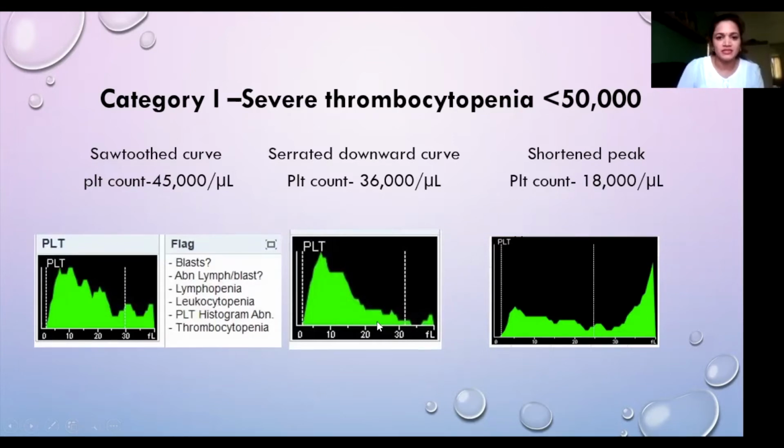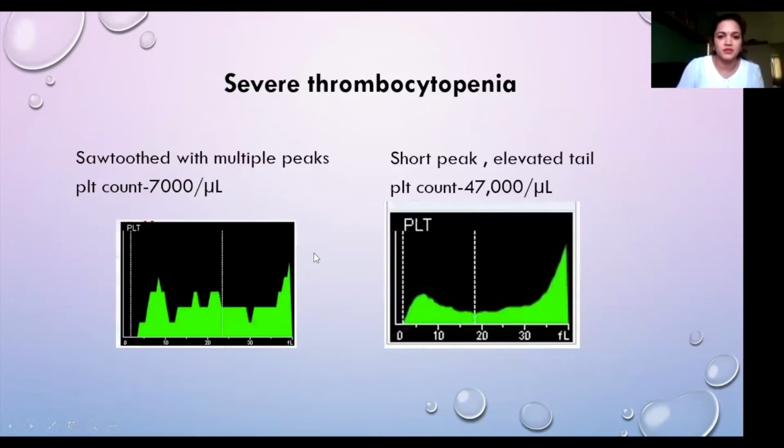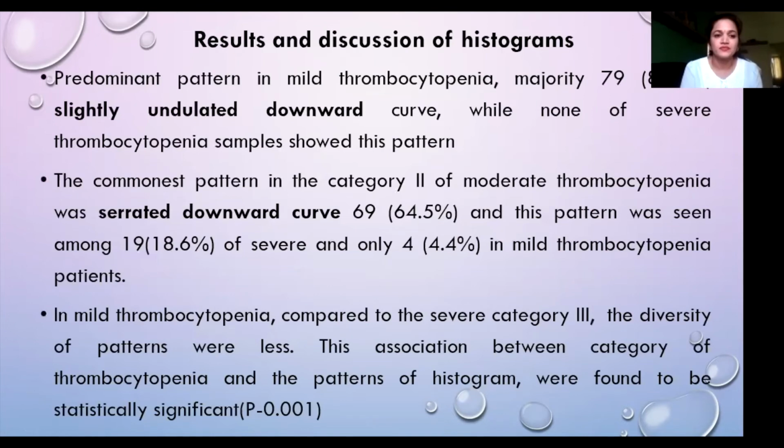The second pattern, the serrated downward curve, similar to the moderate thrombocytopenia cases, was also seen here. The third pattern we noticed is the shortened peak. Then the other patterns, such as multiple peaks in a case of 7000 thrombocytopenia, and short peak with elevated tail. So these were the diverse patterns of histograms that we got in our results.